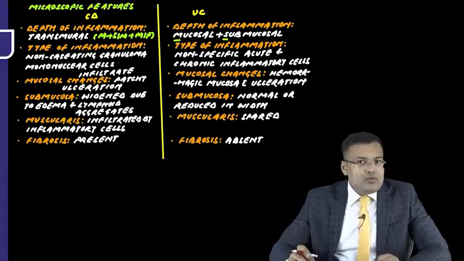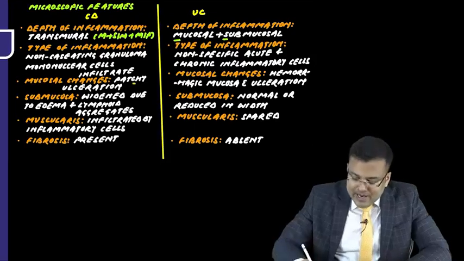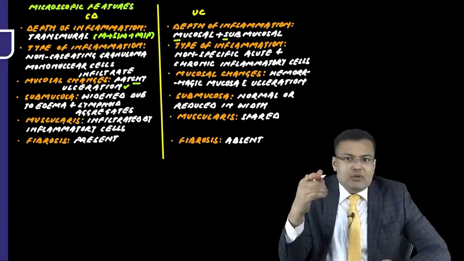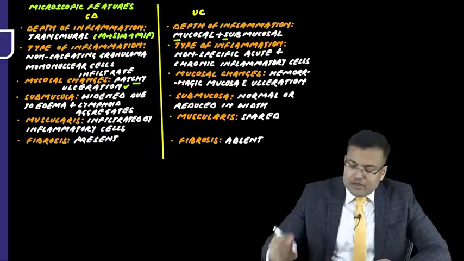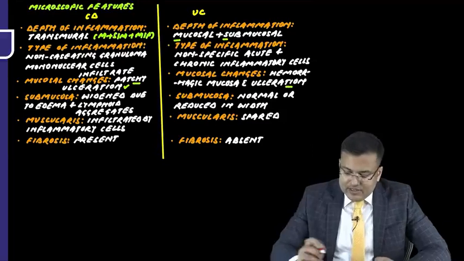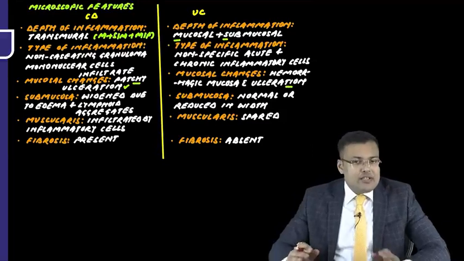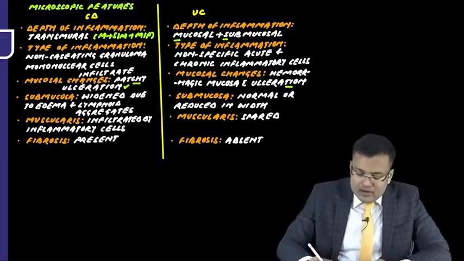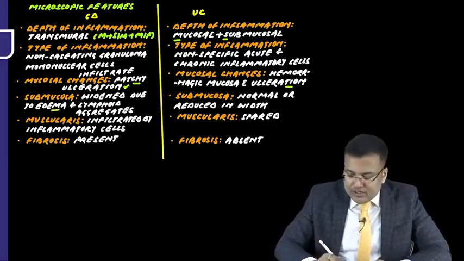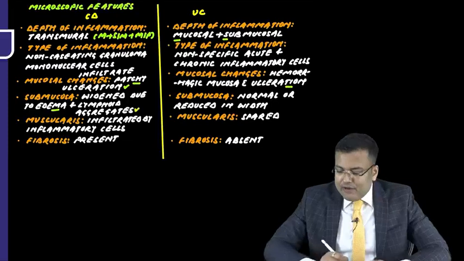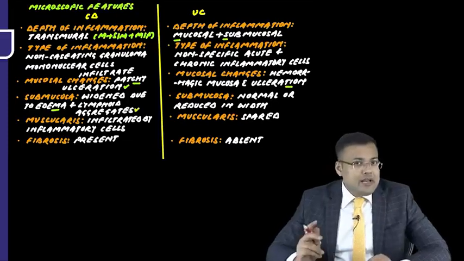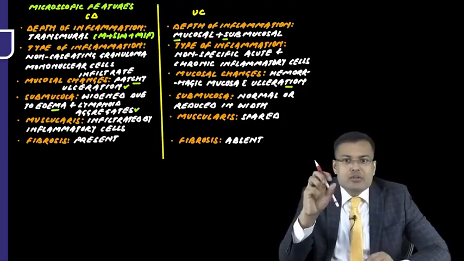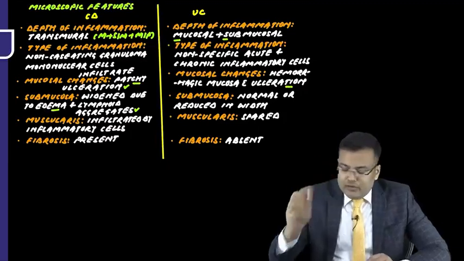Mucosal changes. What happens in Crohn's disease? There are patchy ulcerations. And in ulcerative colitis, there is hemorrhagic mucosa with ulceration. In Crohn's disease, the submucosa is widened. What is the cause of widening of submucosa? It is because of edema and presence of lymphoid aggregates. But in ulcerative colitis, the submucosa is either normal or reduced in width.